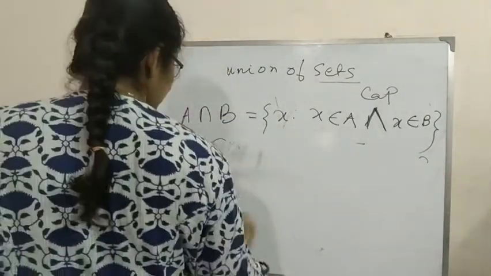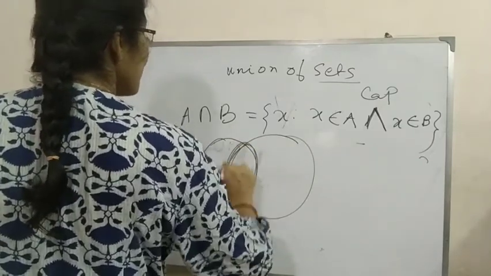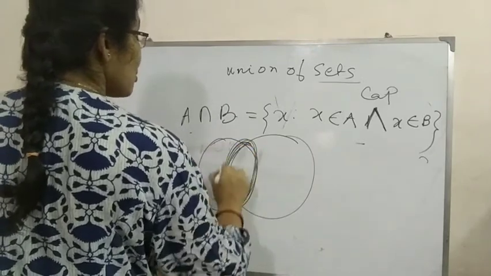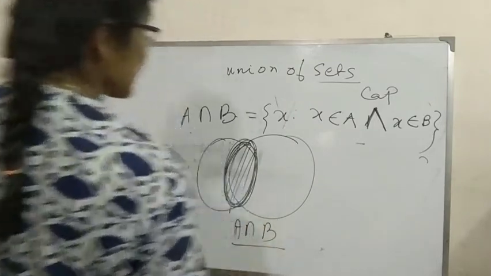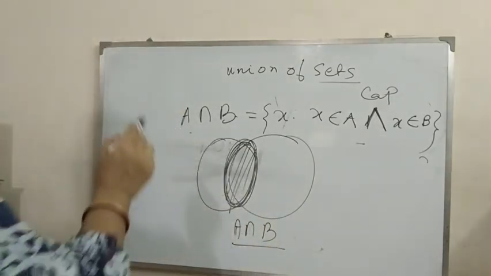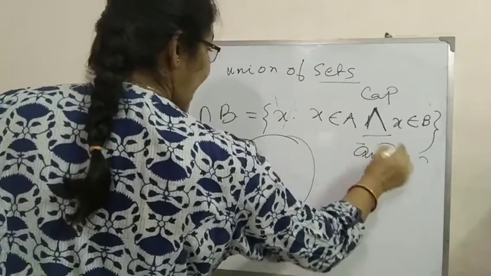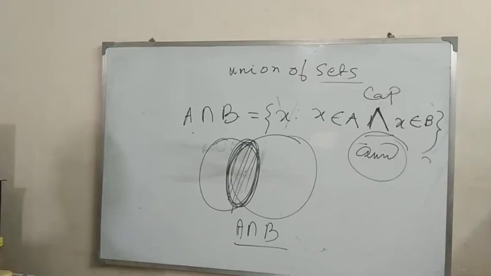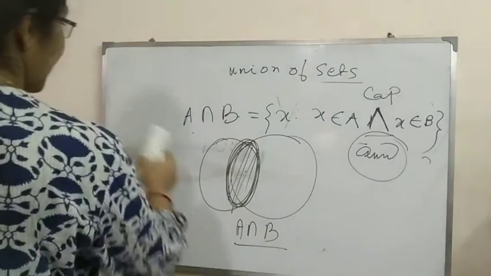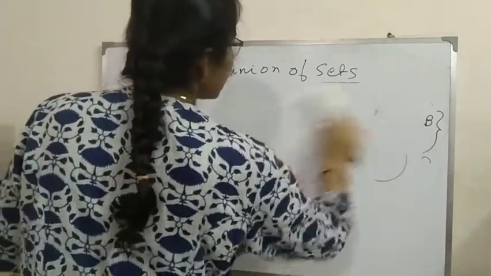This is A and this is B. This is the common portion of A and B. A and B common portion of this. This is A intersection B. X belongs to A and X belongs to B. This symbol is used for AND. Okay. I hope you will understand the difference between union and intersection and the symbols of intersection and union.